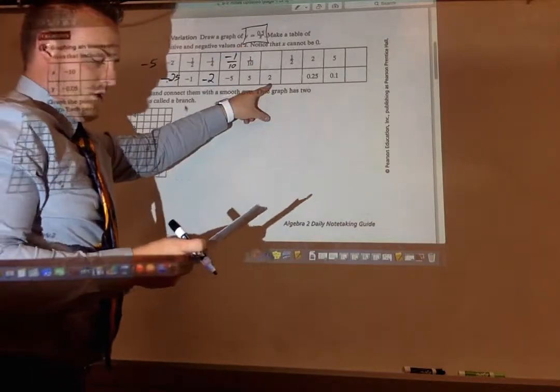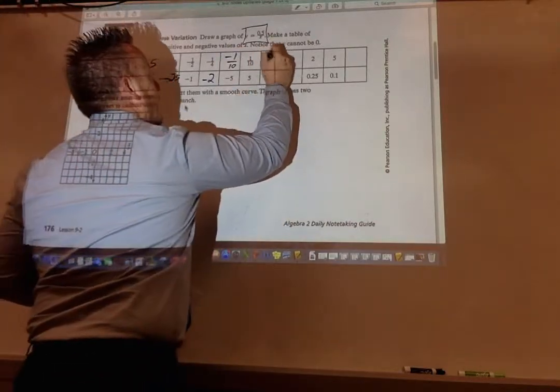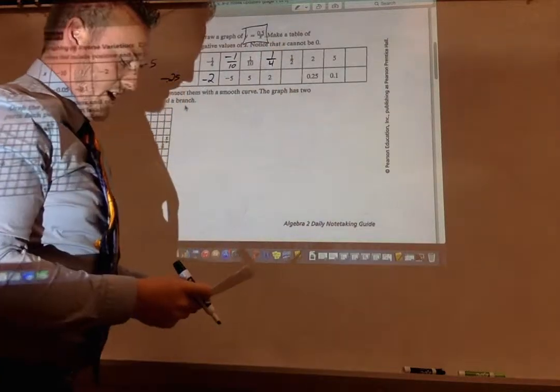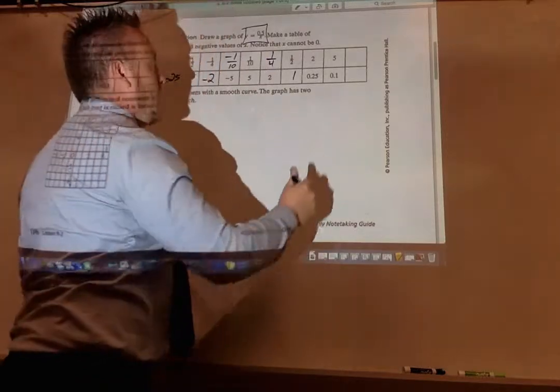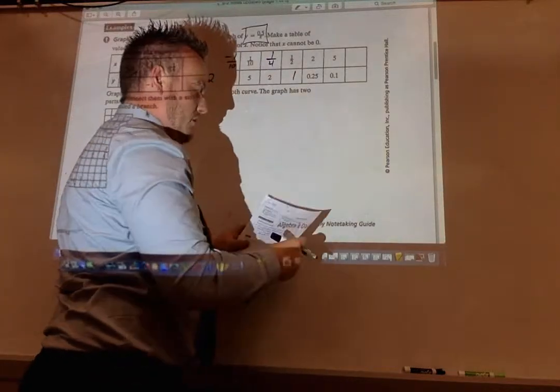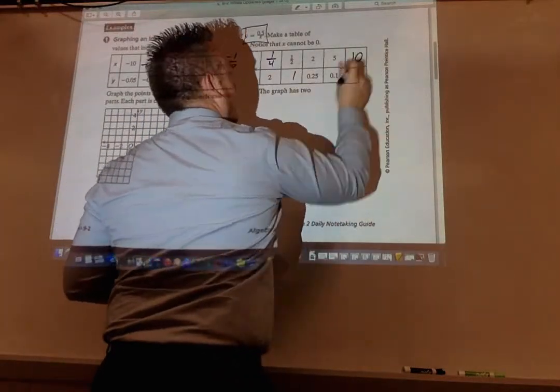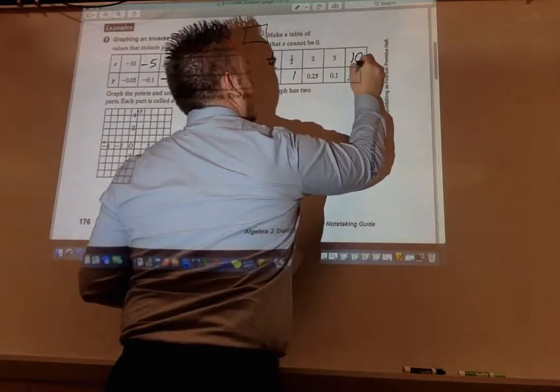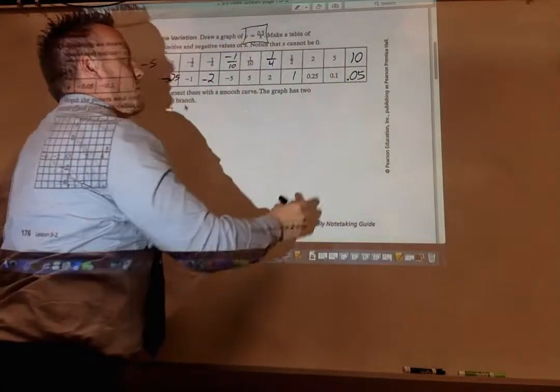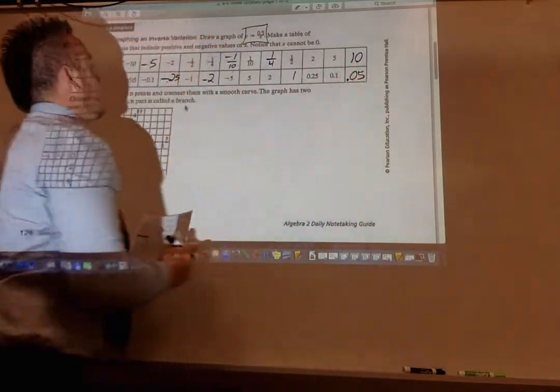Then for 2, that will get me 1/4. Okay, 1/2 will get me 1. And the last one is just to pick any, really. So I'm going to put in X equals 10. I'm going to get back 0.05. All right, just a different number than what we've got so far on our chart.